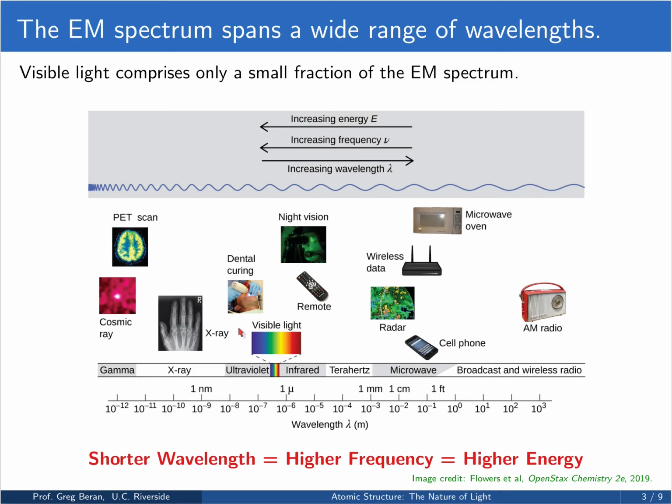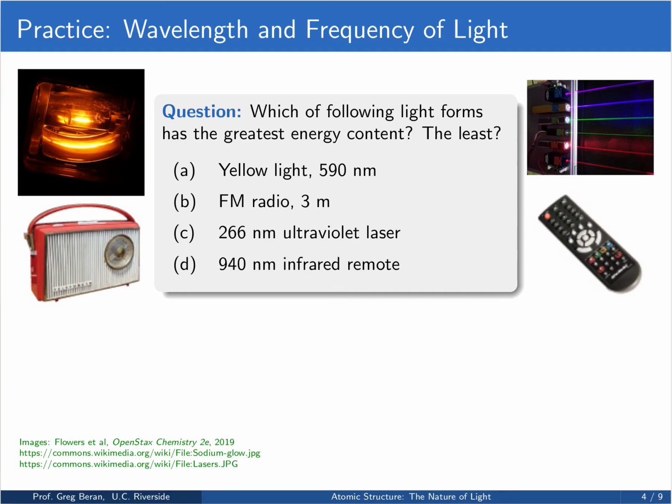X-rays are, of course, used to penetrate your skin. And then you have even shorter rays and some cosmic things and PET scans and so on. A key feature here is the shorter the wavelength, the higher the frequency, and the higher the energy. Before we go any further, let's do a couple practice questions.